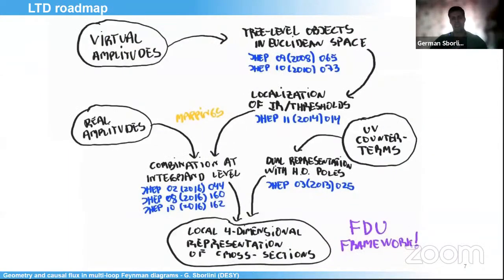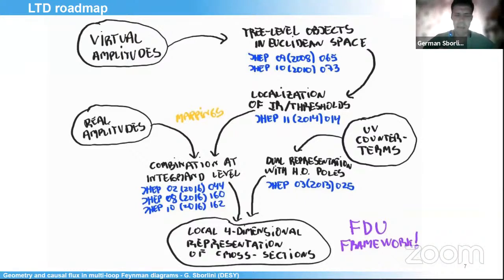And in this sketch, I wanted to more or less explain how the LTD was developed and how it was evolving through time. In 2008 and 2010, we started to see that virtual amplitudes can be rewritten as tree-level-like objects and defined in a Euclidean space, as we were saying before. But then we went beyond that, and we started to study how this new representation allows us to localize the infrared and threshold singularities. This was done in 2014.